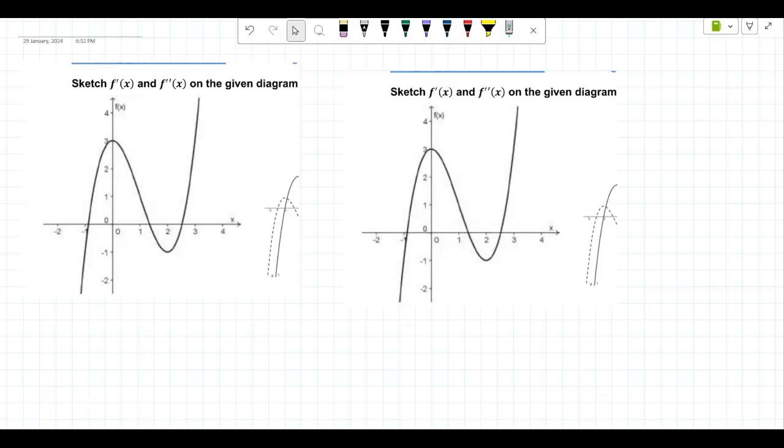Now for sketching any graph of derivative, you need to remember the following points. There are 5 points you need to remember. Your first thing is, you can write it down also in exams. Your local max will become the 0. Your local minimum will also become the 0 of the derivative graph. Correct? So this is for the function, this is for the derivative.